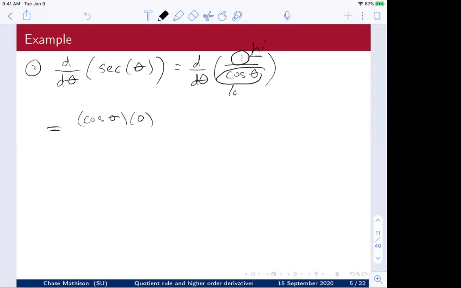So I get low d high minus high, so that one is just 1, times, what's the derivative of cosine of theta? Negative sine theta. Perfect.